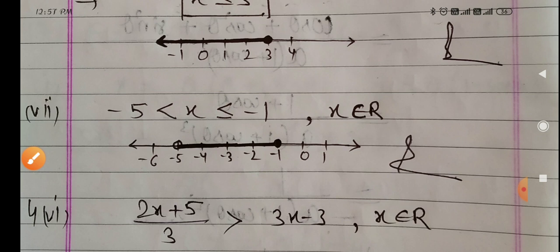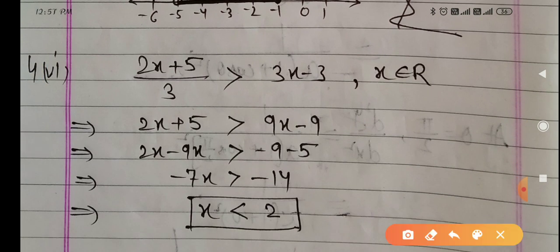Many other questions I am taking. Fourth question, fourth part you can see: (2x plus 5) upon 3 is greater than 3x minus 3, x belongs to real numbers. Here also the same question is there. You have to represent the solution set on the number line. So first of all, cross multiply. When you cross multiply, so 2x plus 5 is greater than 9x minus 9.